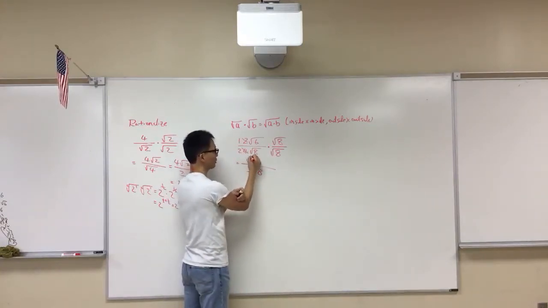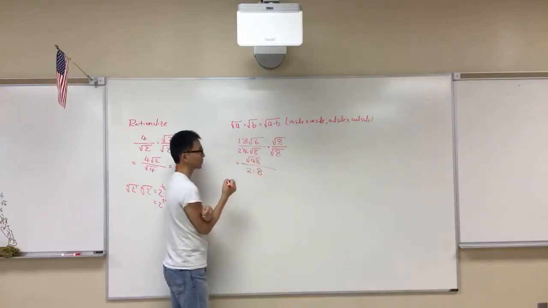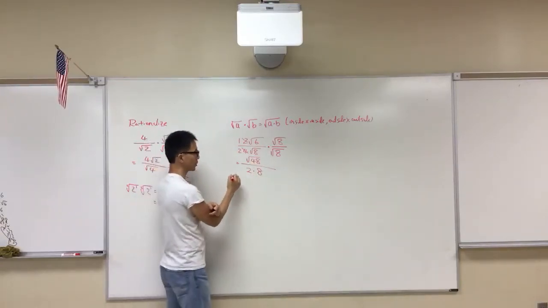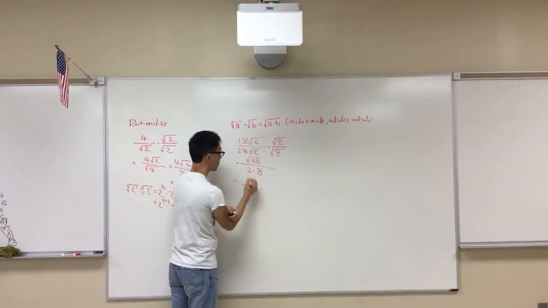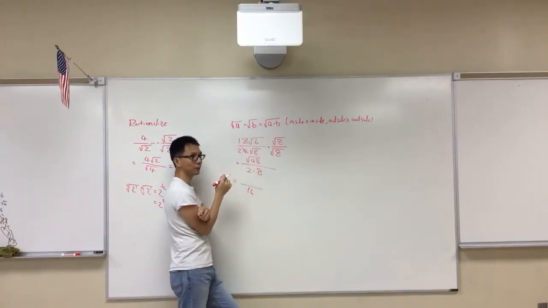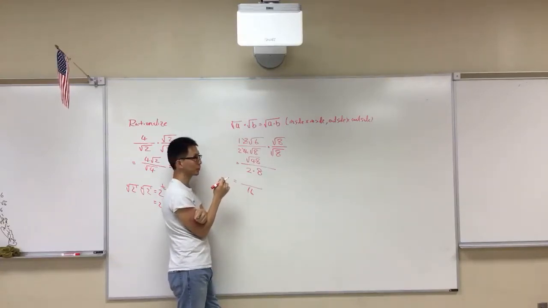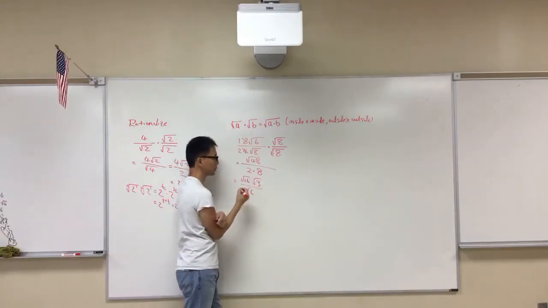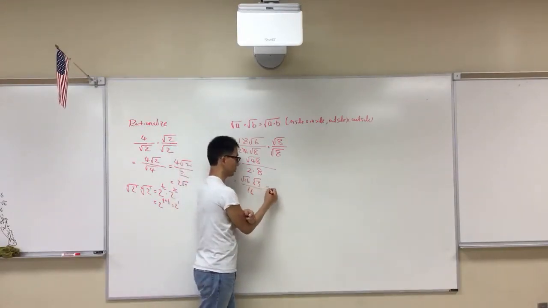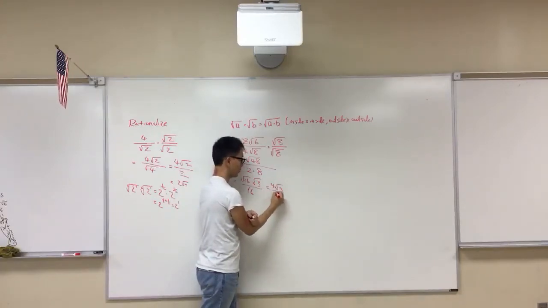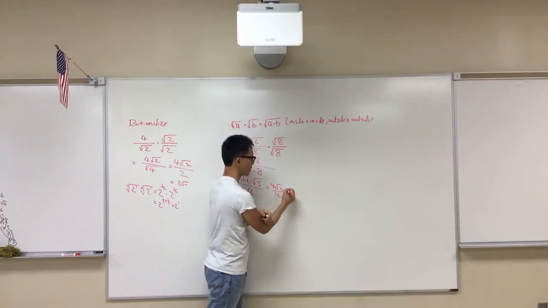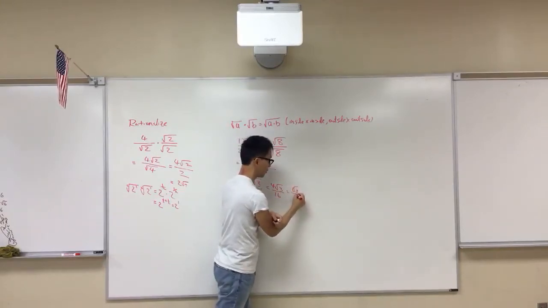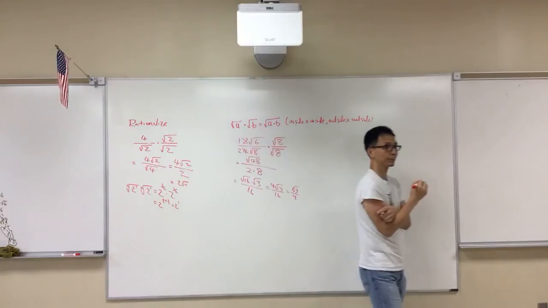On the top, it's going to be square root of 48. And the bottom is equal to 16. But we know how to simplify square root of 48, do we? That's equal to square root of 16 times 3. Square root of 16 times square root of 3, right? Square root of 16 is 4. So it'll be 4 square root of 3 over 16. And this 4 and 16 can simplify down to square root of 3 over 4. That's the answer.